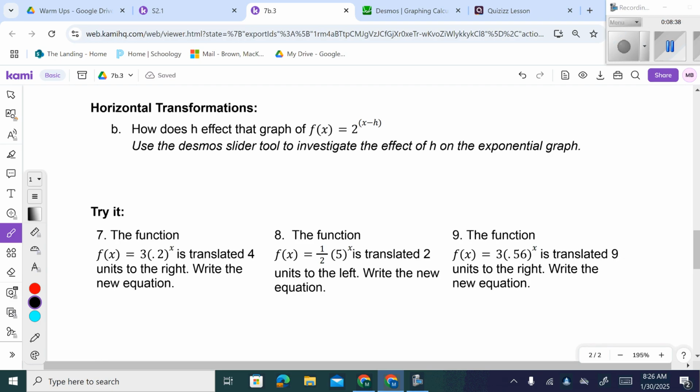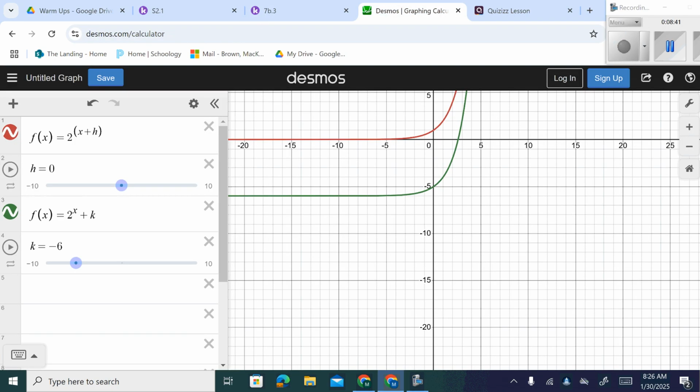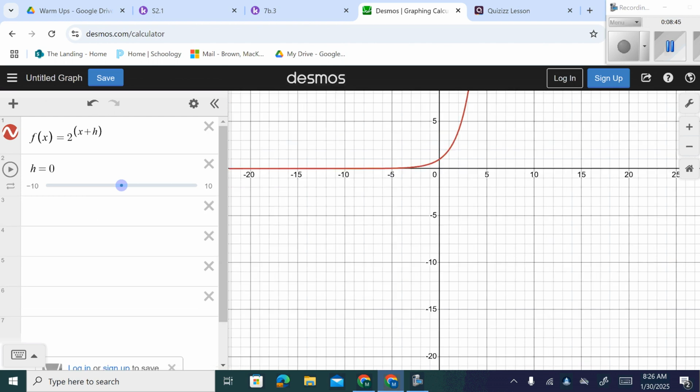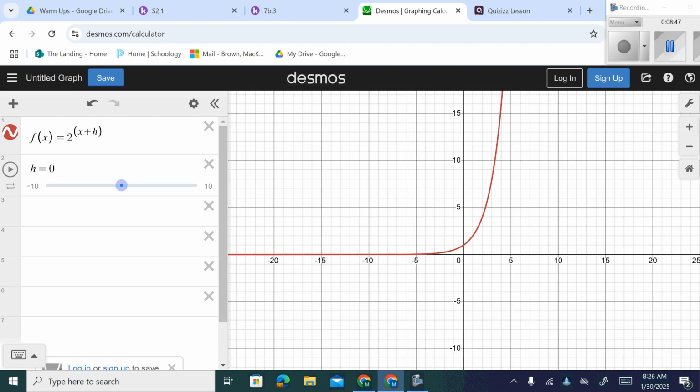Okay, let's talk about h and k. So let me get rid of this guy. All right, here's my original graph. If I want to move this left 6, what do you think I need to put in place of that h? Okay, you think negative 6 is going to move it left 6? Let's make it negative 6.